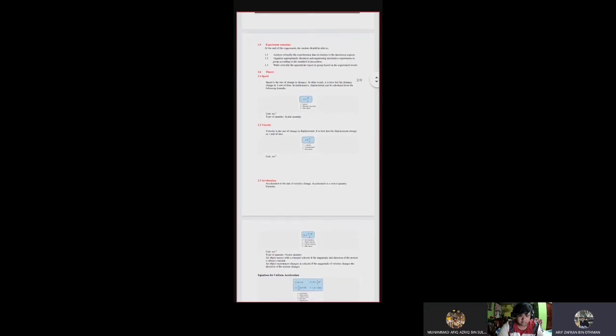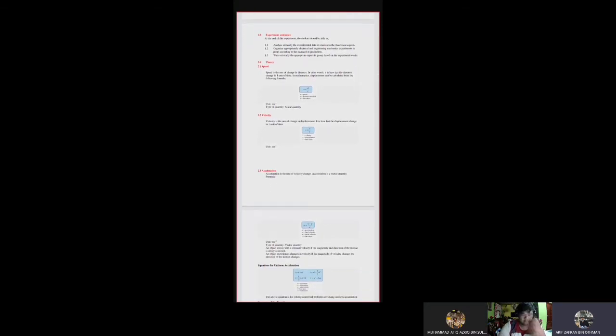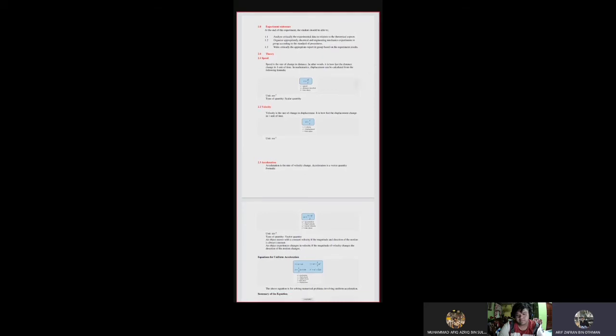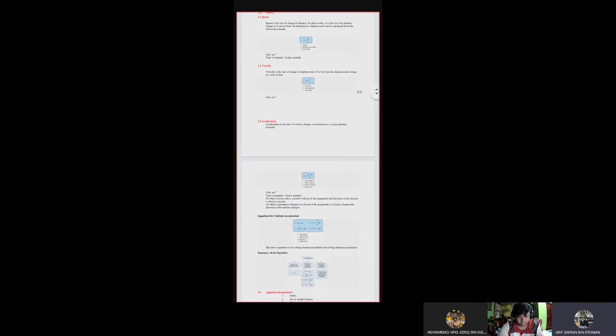Theory. Number 1, speed. Speed is the rate of change in distance. In other words, it is how fast the distance changes in 1 unit of time. In mathematics, speed can be calculated from the following formula: speed equals distance divided by time. The unit is meter per second. Type of quantity: scalar quantity.